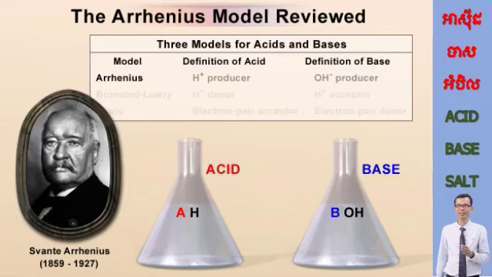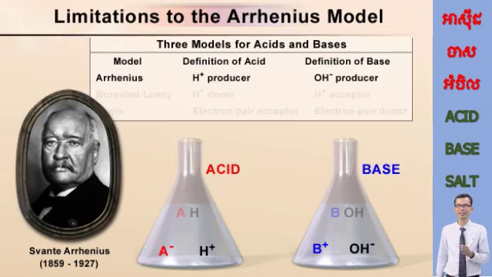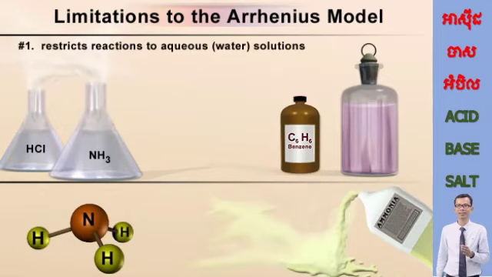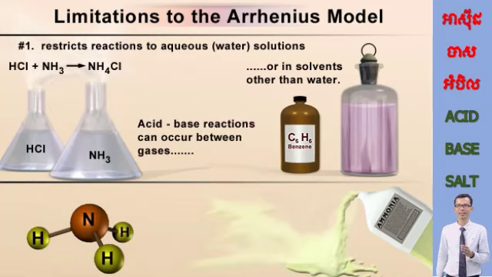Arrhenius defined an acid as a substance that dissociates in water to produce hydrogen ions, and a base as a substance that dissociates in water to produce hydroxide ions. Although the Arrhenius model is still widely applied today, it has several limitations. The Arrhenius definition restricts acids and bases to aqueous solutions, even though similar reactions can occur between gases or in solvents other than water.